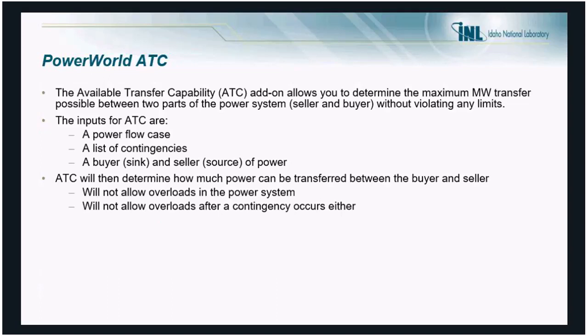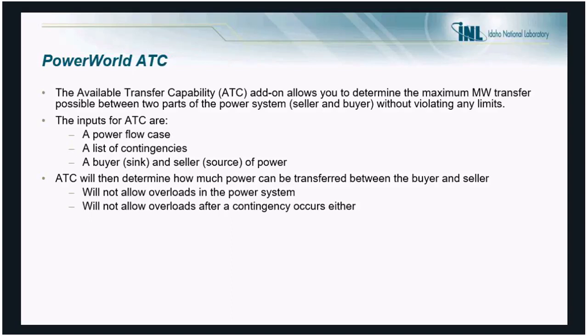So the available transfer capability in PowerWorld would allow you to determine the maximum megawatt transfer between two parts in the power system, known as the seller and the buyer, without violating any limits. The typical inputs for the ATC calculation are a power flow case, a list of contingencies, and also the definition of the buyer and the seller in the specific simulation that you're interested in. The ATC will then determine how much power can be transferred between the buyer and seller without violating any system limits. That can be transmission line limits or voltage limits, and we make sure that there are no system limits being violated, both in the base case and also the contingency cases.